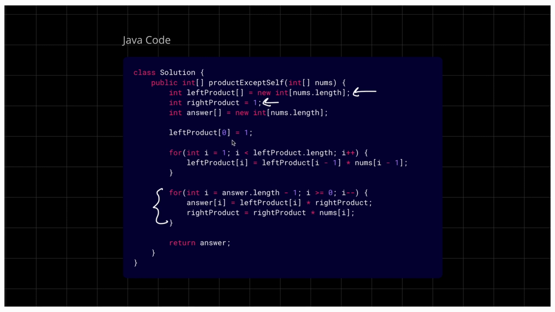So left product of 0 is 1, and I'm calculating the left product array in the same fashion that I was doing previously. And this time I'm simply filling this answer array from left to right, and at the same time I'm trying to update the right product, which I'm storing in this right product variable. Okay, great. Now let's look at the next approach, which is the effective one, in which we are really not using any extra space. Okay, so let's look at that as well.